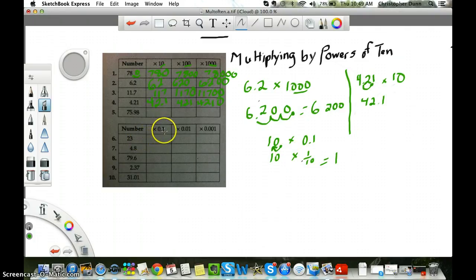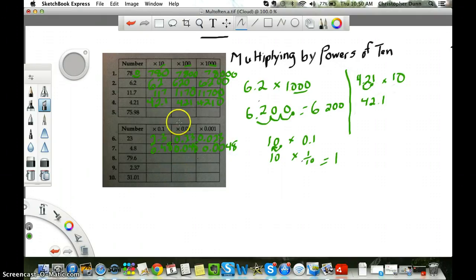So whenever you multiply by a decimal number lower than 1, you are decreasing the number. So this becomes 2.3. This becomes 0.23, and this becomes 0.023. Okay, this becomes 0.48, 0.048, 0.0048, and that pattern continues.